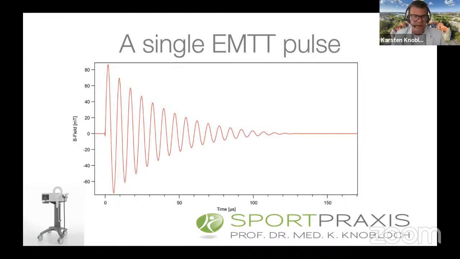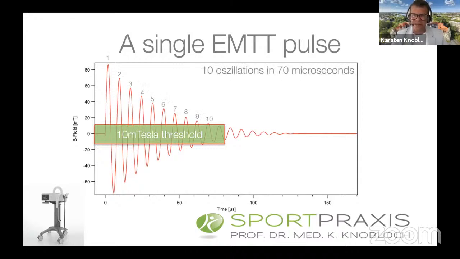So if you look physically at a single EMTT pulse, you see an oscillating curve in a very short time frame. It is 100 microseconds, and there is some reason to believe, and evidence, that to achieve a biological response, a magnetic field has to achieve at least a threshold of 10 millitesla in a cell. So 10 millitesla is needed to achieve a biological response in that given cell. And in an EMTT pulse, within some 70 microseconds, you have 10 oscillations higher than 10 millitesla, just to give you an idea.